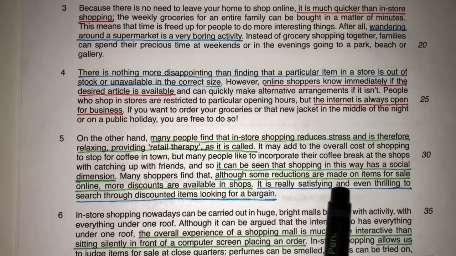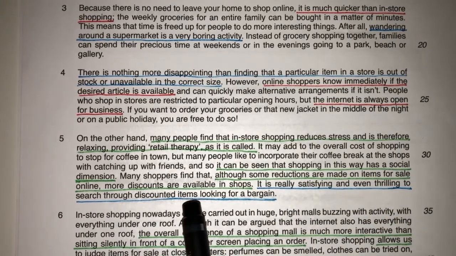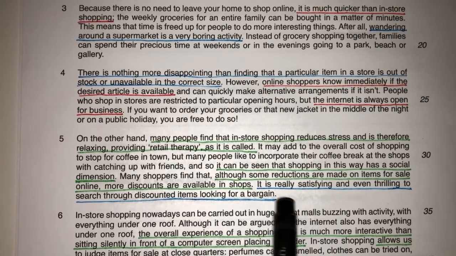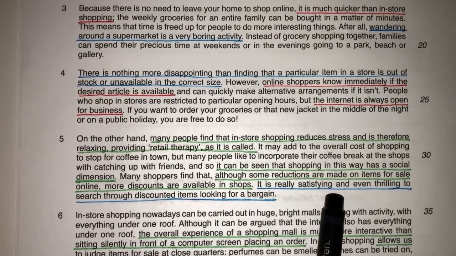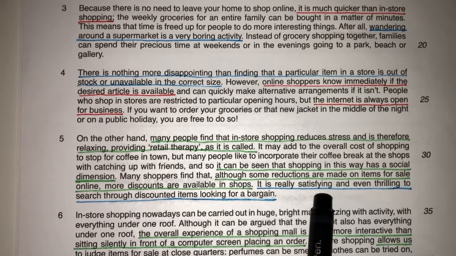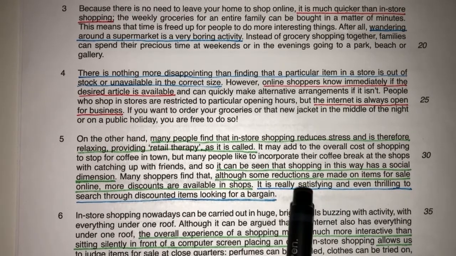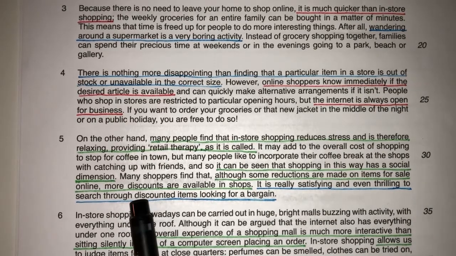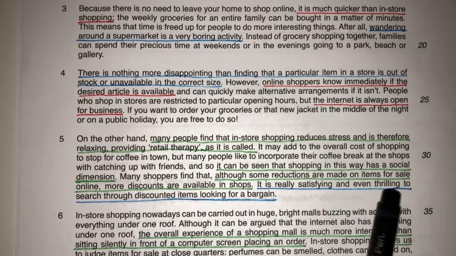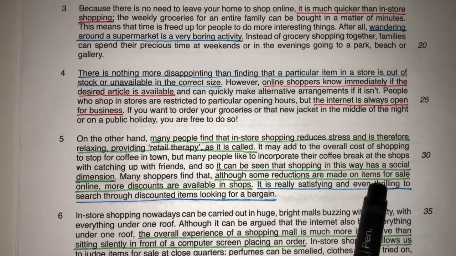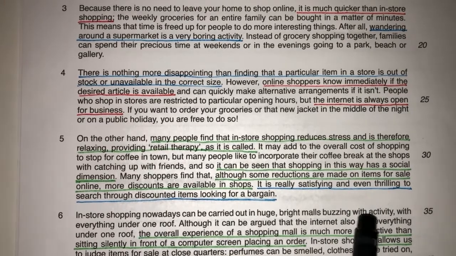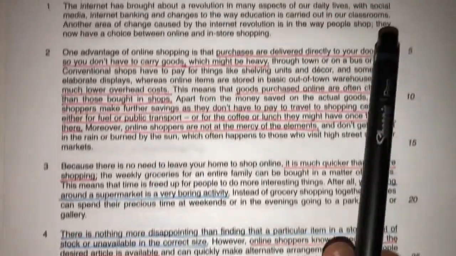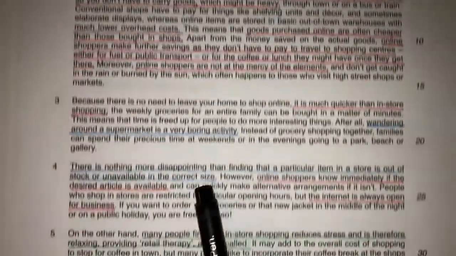Okay? Thrilling to search through discounted items looking for a bargain. I personally don't find it fun, so I disagree with the writer. So it is an opinion, because this is not something that is true for everybody. Okay? It's an opinion. So yes, now that concludes our search for the 3 opinions.